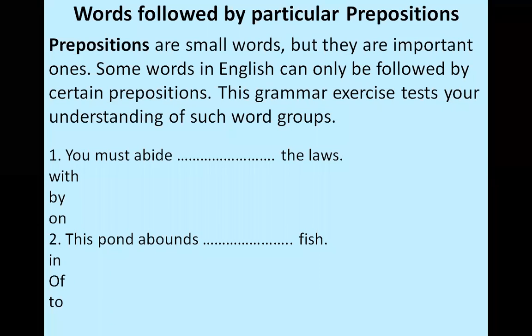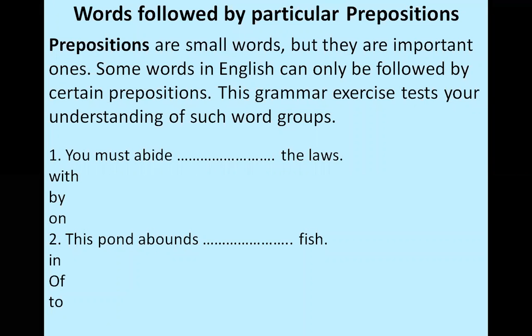First is words followed by a particular preposition. If you remember, prepositions are small words, but they are very important ones. Why they are important is that no sentence can be written without a preposition, hardly any. है ना? But the proper or appropriate use of a preposition is also very important. Not only prepositions, but appropriate, proper prepositions are to be chosen to convey the complete message or the correct message. Now, some words in English can only be followed by certain prepositions.